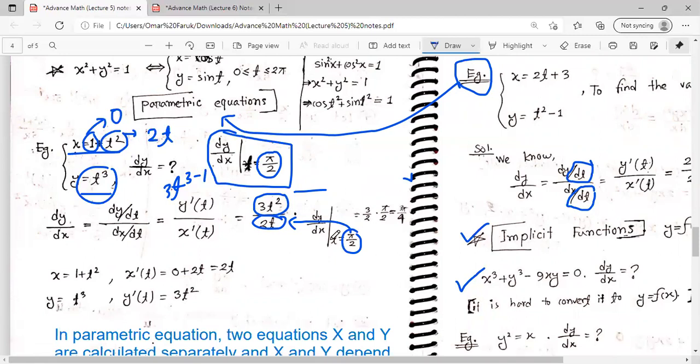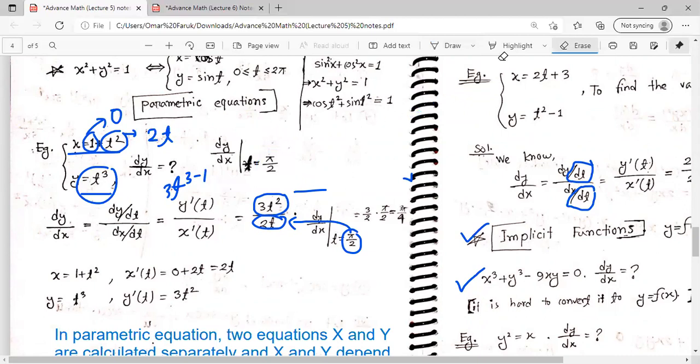This t is equal to pi by 2. Is it the fixed value? Yeah, this is just a value. It will be given in the question. In real life, for example, I'm just throwing this ball. So I'm telling you, just find the velocity, or find the derivative here.